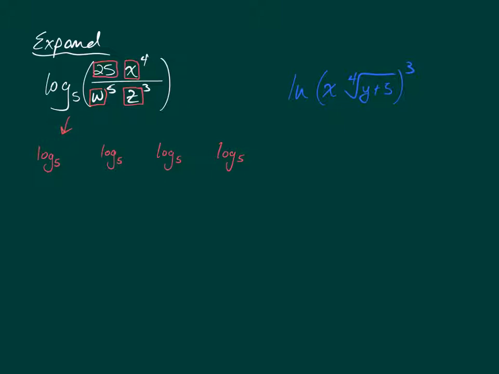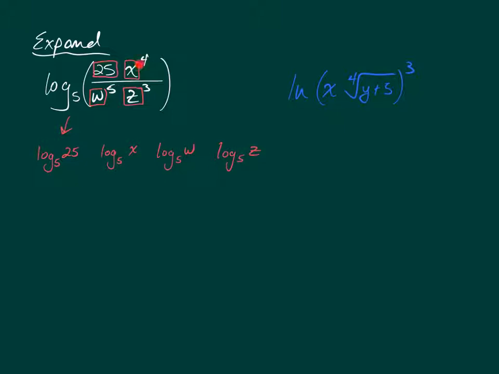From here, each base of the argument that you identified, 25, x, w, and z, will become the argument of an individual log. So 25 here, x here, w here, and z in the last one. And that's great. We've taken care of all the bases. Each base in the argument gets its own log.